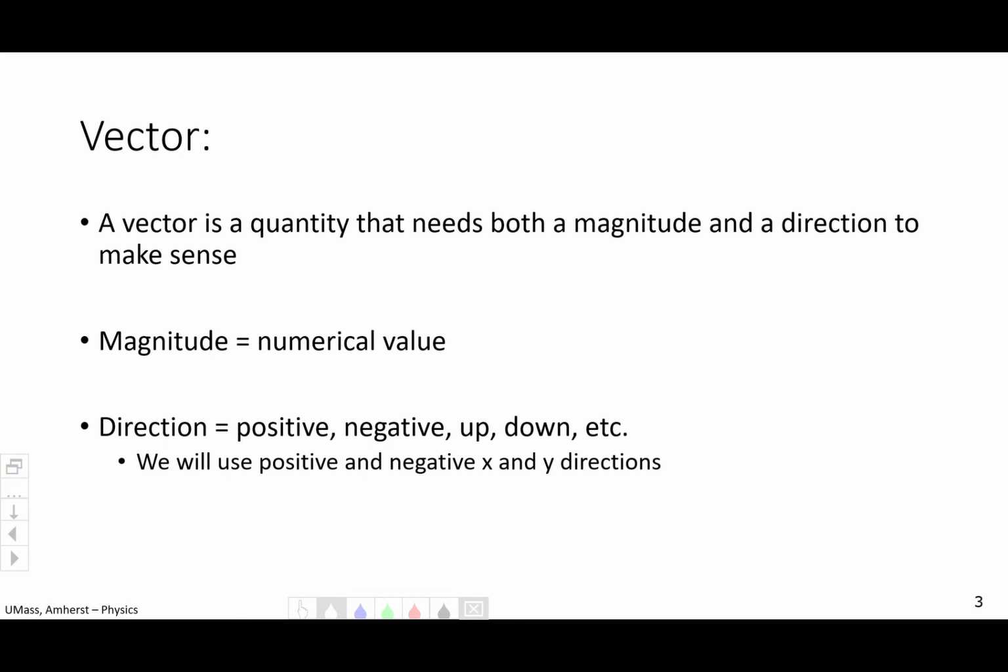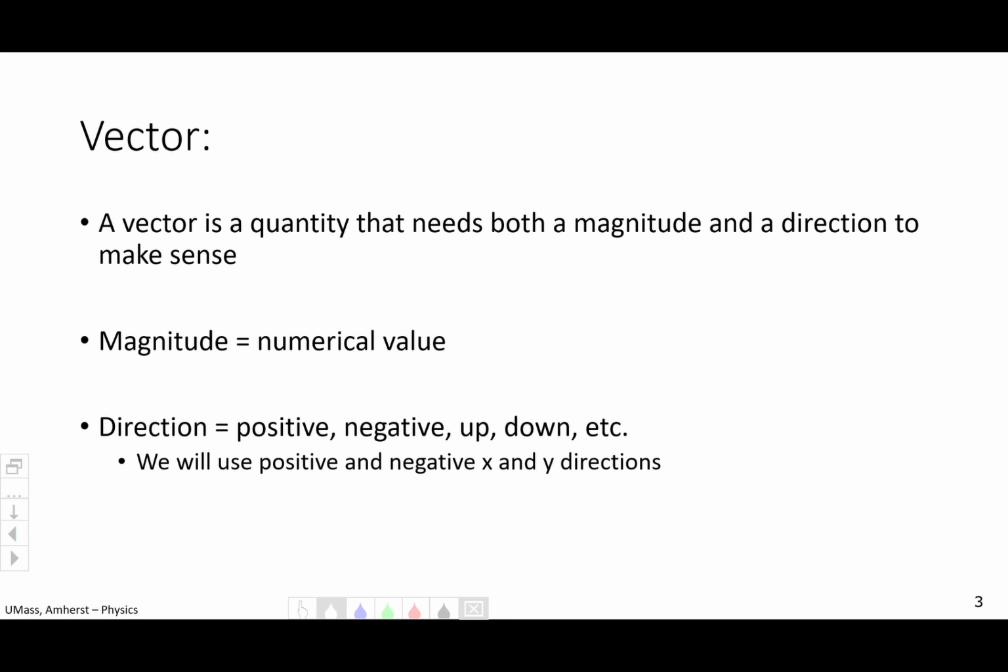The first thing we need to understand when we talk about kinematics is the idea of a vector. So the idea of a vector is that different quantities in physics can have certain properties, and one property of a quantity in physics is whether or not it is a vector. So a vector is something that needs both a magnitude and a direction in order to make sense. So you need both pieces of information in order for the quantity to be complete. If you don't provide all the pieces of information, then your quantity is not fully defined.